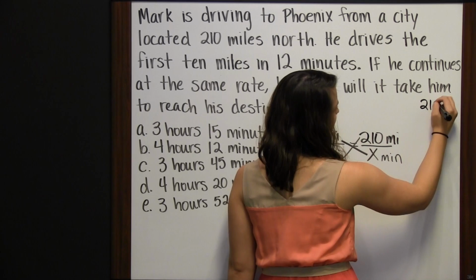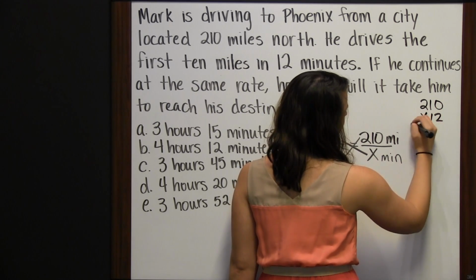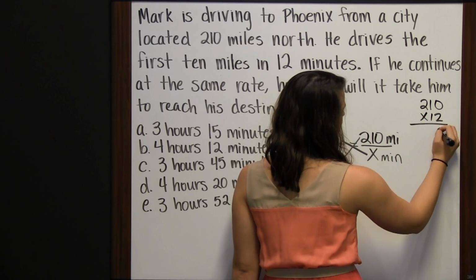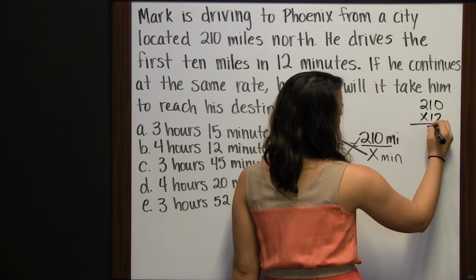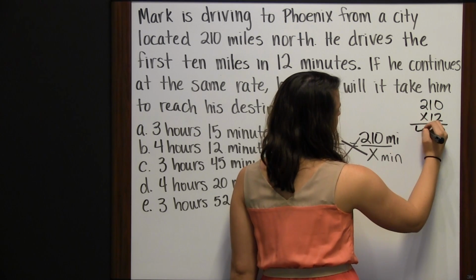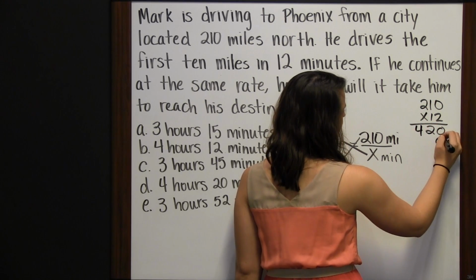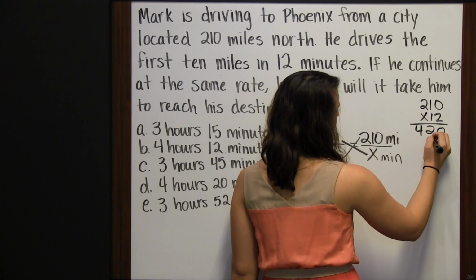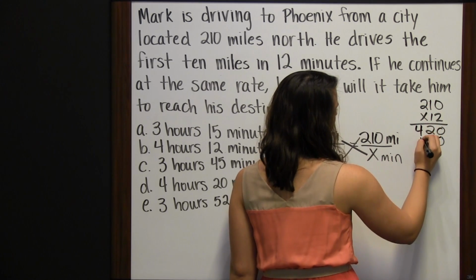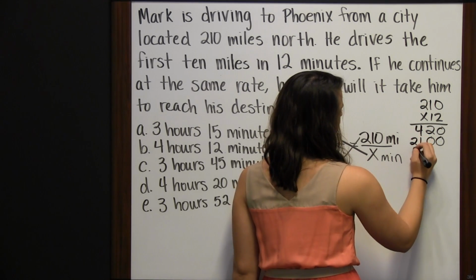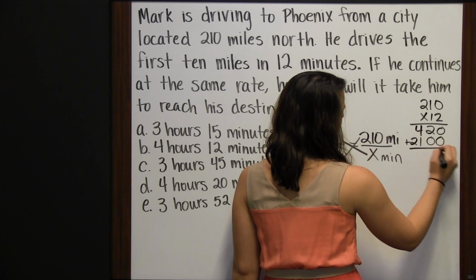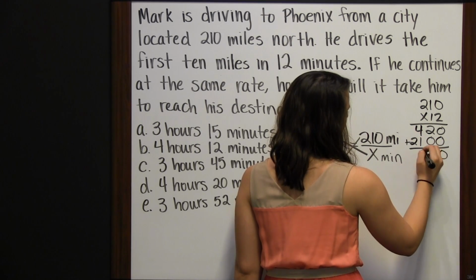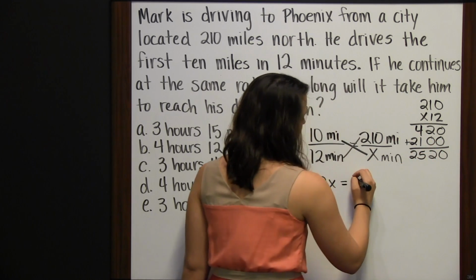So I'm going to multiply that right over here. 2 times 0 is 0. 2 times 1 is 2. 2 times 2 is 4. 0 placeholder. 1 times 0 is 0. 1 times 1 is 1. 1 times 2 is 2. And we add these together. 0, 2, 5, 2.